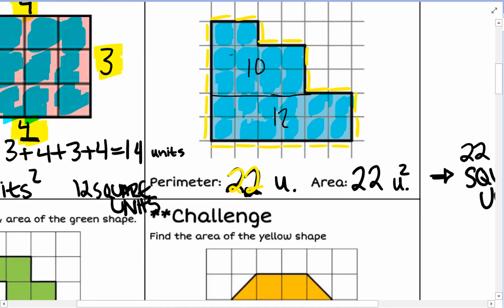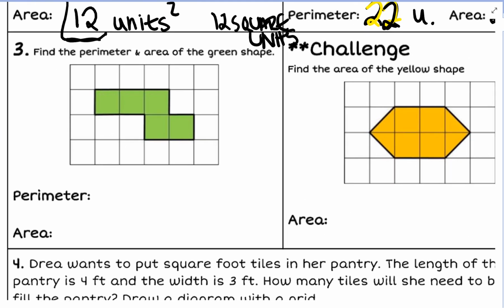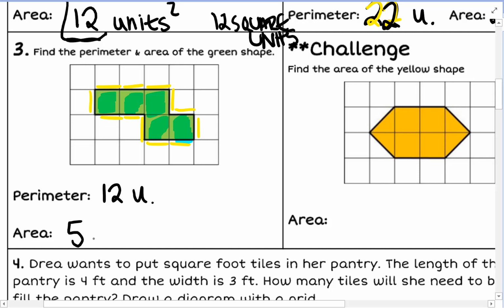Let's find the perimeter and area of the green shape. Our perimeter is the distance around. 1, 2, 3, 4, 5, 6, 7, 8, 9, 10, 11, 12. That is 12 units in the distance around. And then how many squares make up the inside of this shape? 1, 2, 3, 4, and 5. So that would be 5 square units, or 5 units squared.